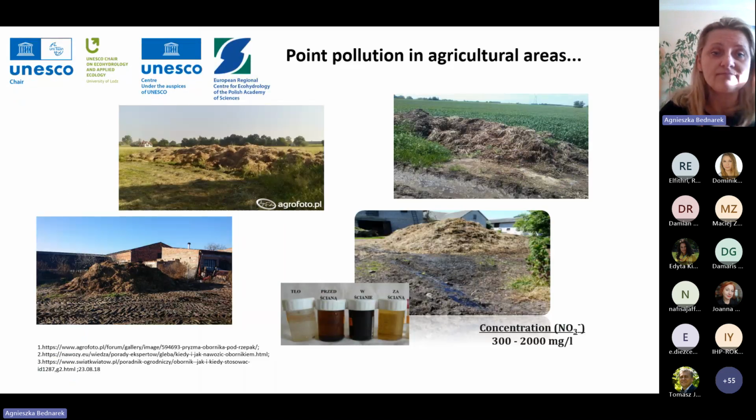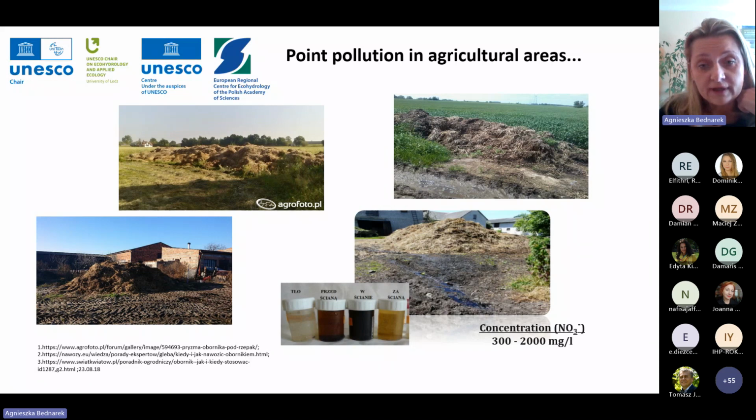As everybody knows, we can divide rural pollution into two groups. The first one, and very dangerous, is point pollution. I mean here mainly the storage of manure, which is put directly on the ground.